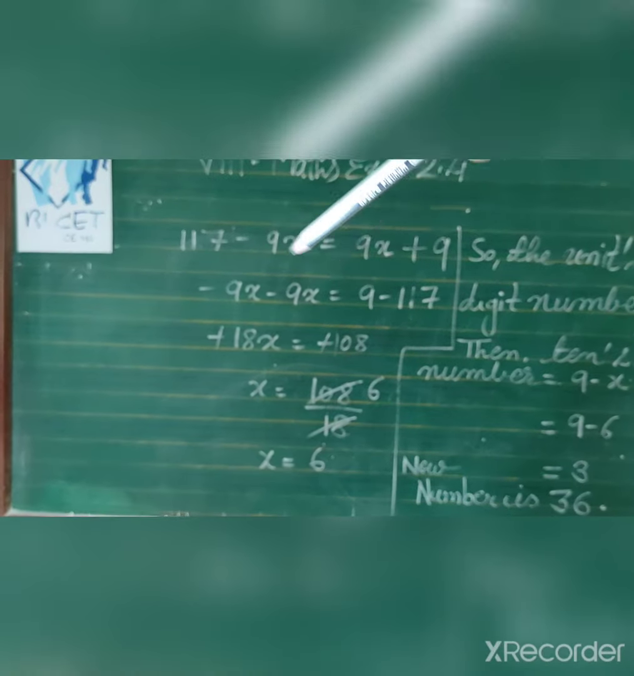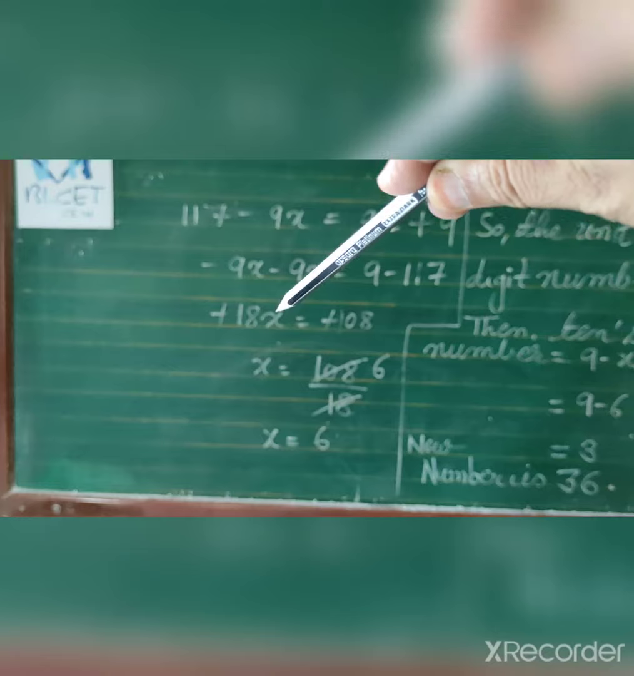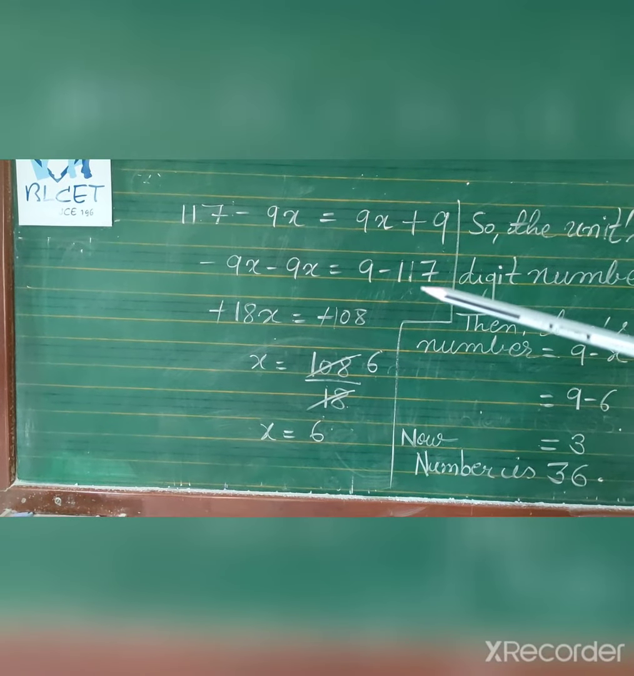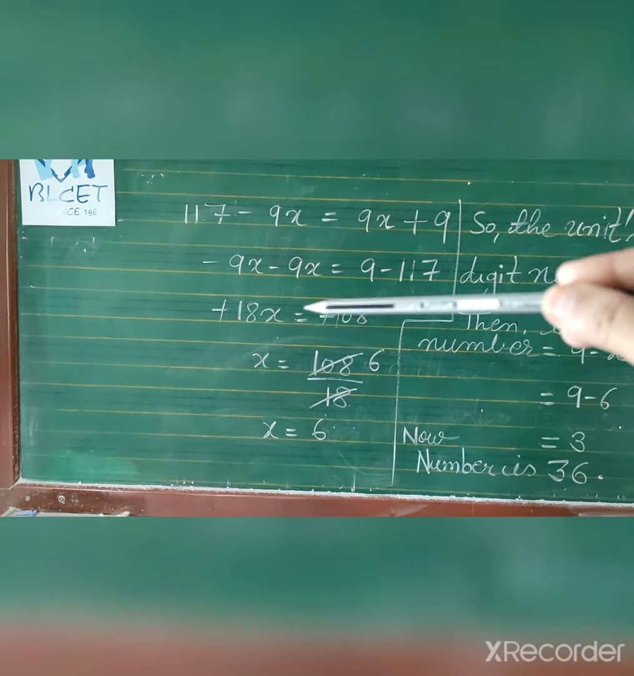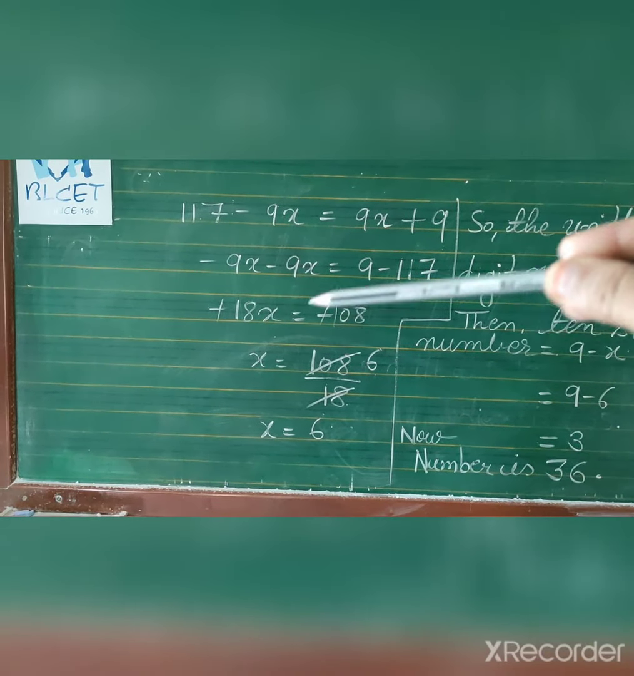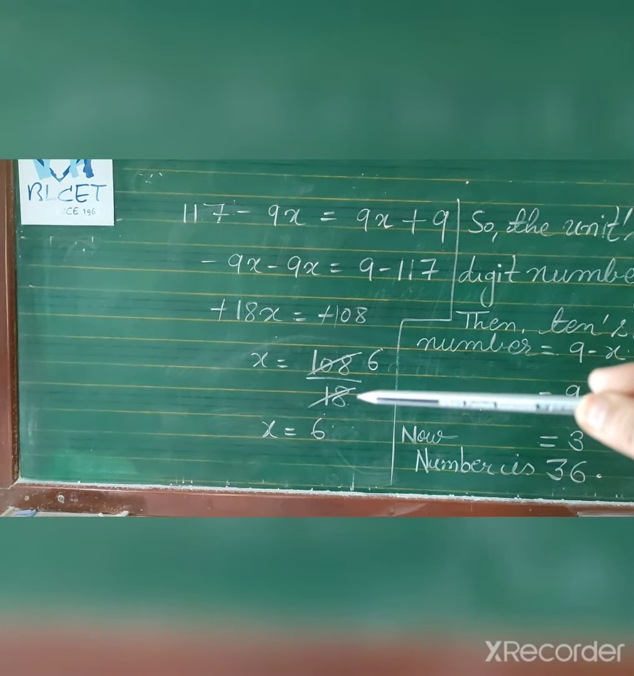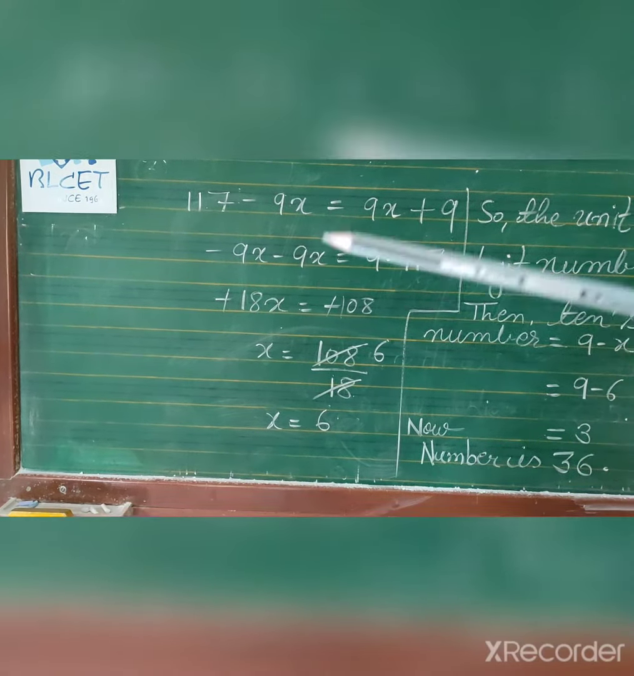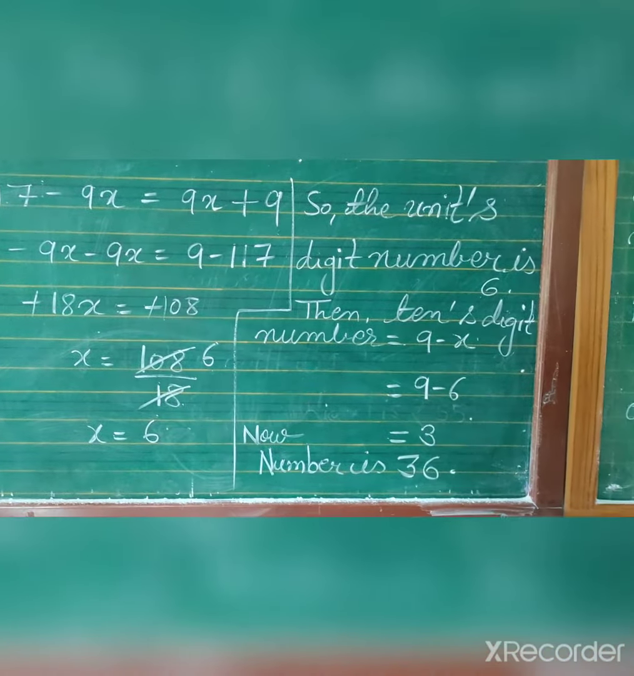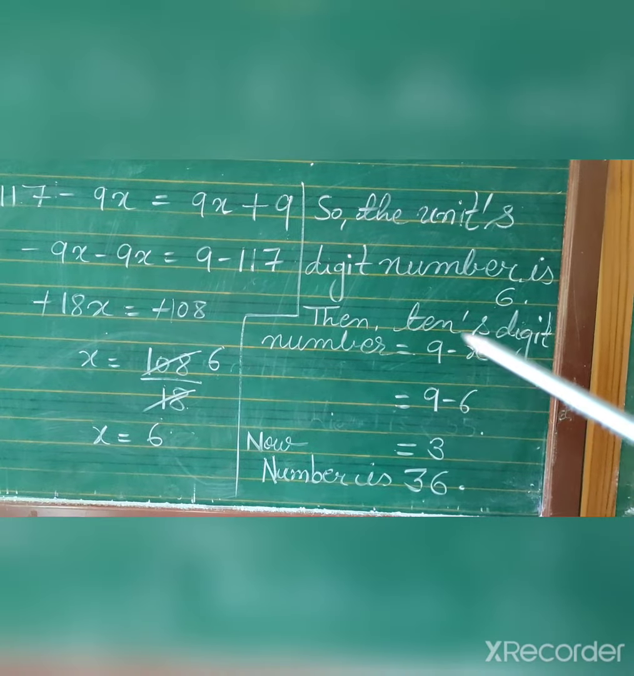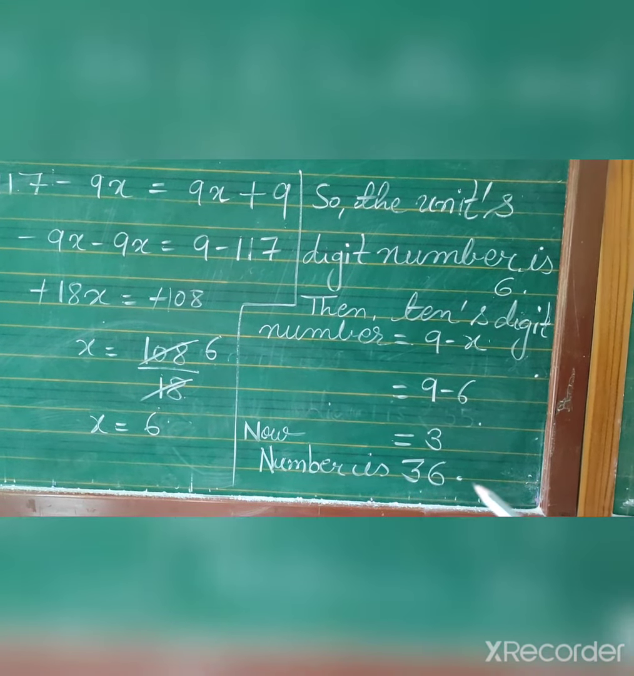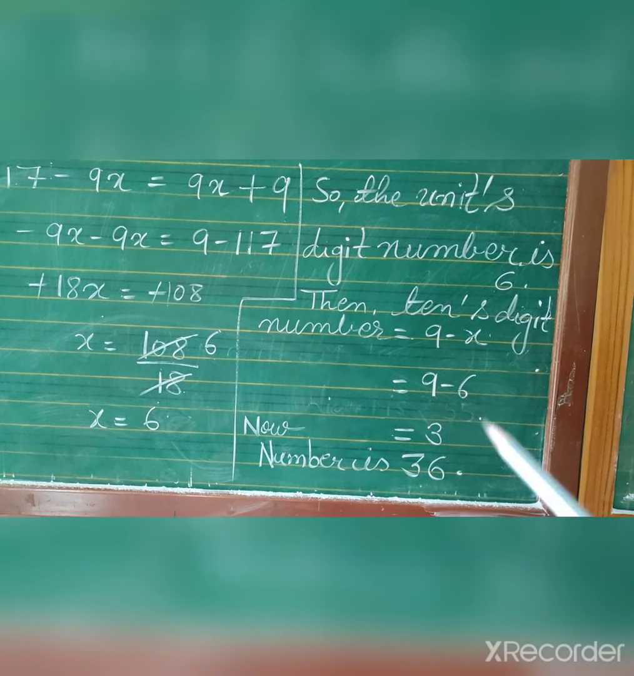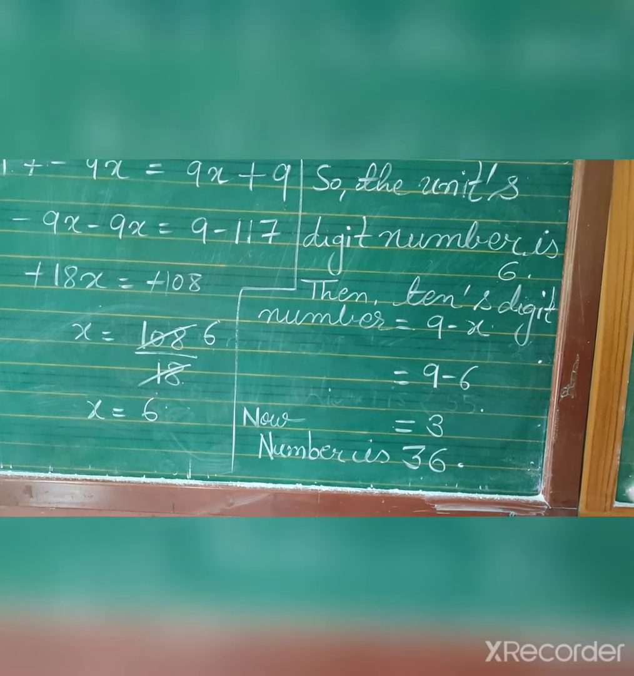Two negative numbers, so 9x and 9x, minus 18x equal to 9 minus 117, so the greater number has the negative sign, so minus 108. Minus minus cancel, so x equals 108 upon 18, so 18 times 6 is 108. So the unit digit number is 6. Then the tens digit number, we assumed 9 minus x, so 9 minus 6 is 3. So the number is 36.